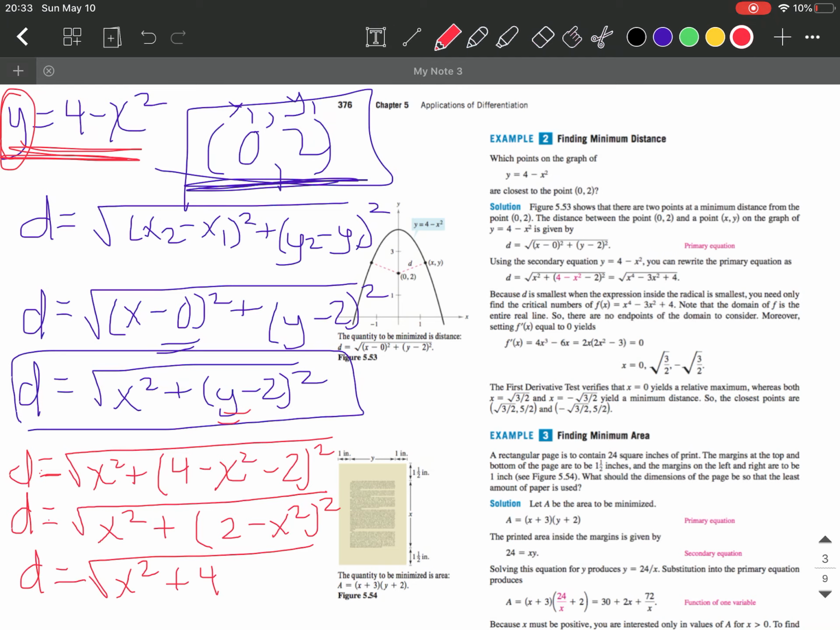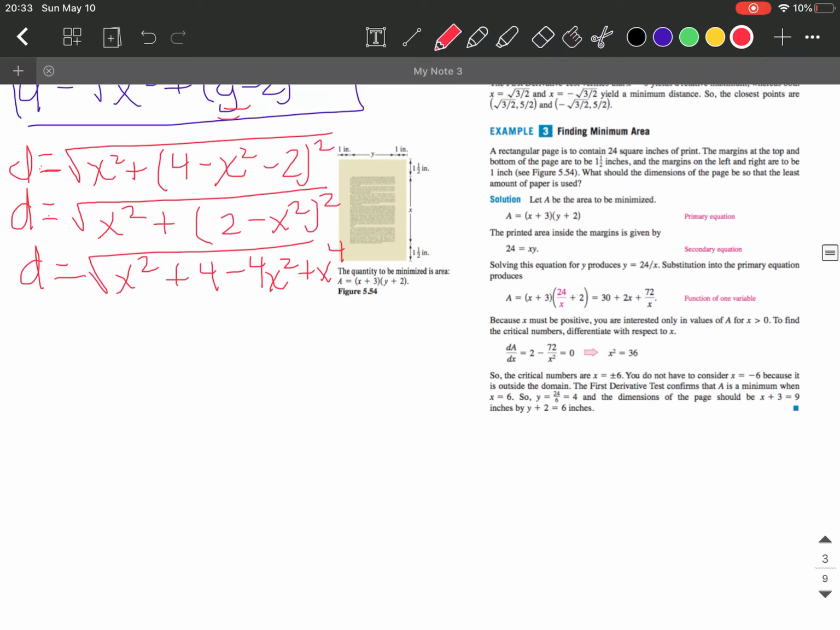4 minus 4x squared plus x to the 4. And now let me combine like terms. x to the 4 minus 3x squared plus 4. So that's my distance formula with only one variable. So that right there is what I'm going to have to derive. Okay, how do I derive that with respect to x?